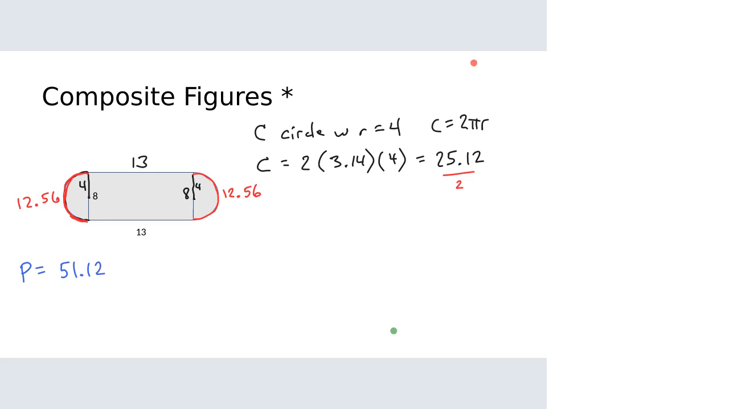All right, so now let's look at the area of this. Well, one part's going to be nice and easy. The area of this rectangle in the middle, that's just going to be 13 times 8. That's going to be 104. So that much we get pretty easy. It's just the area of a rectangle, length times width. Okay, now I've got this half of a circle over here that I need the area of.